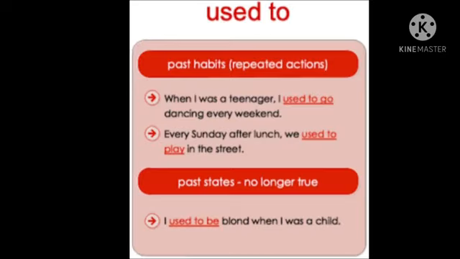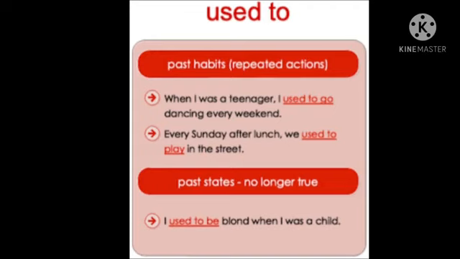The last modal auxiliary or the semi-modal is used to. Used to, we are using to show the past habits. When I was a teenager, I used to go dancing every weekend. So it was my past habit. It was a repeated action in my past. In order to show the past habit, we are using used to.